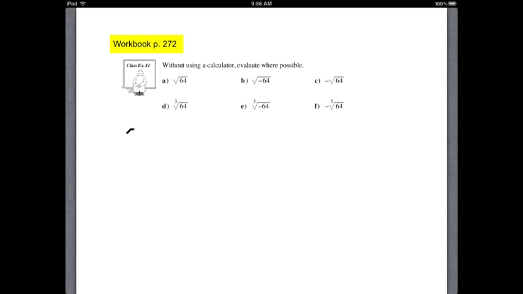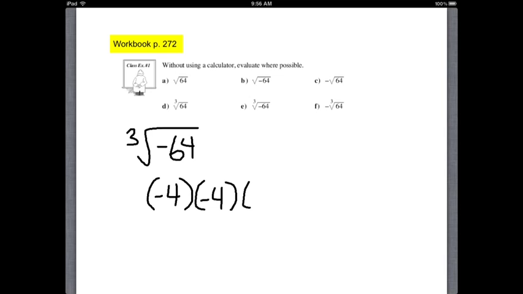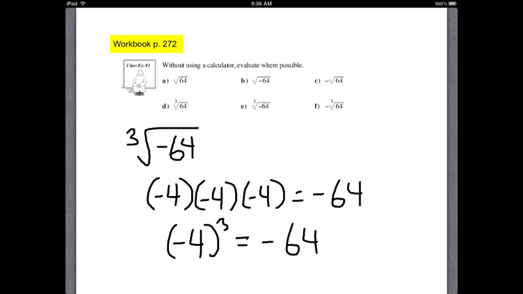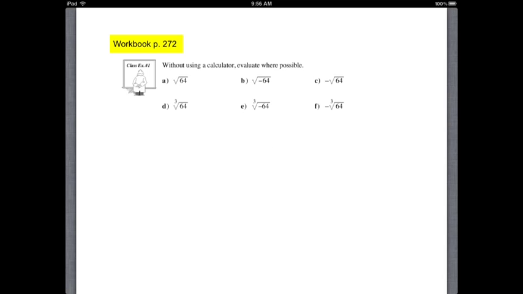Alright, so for E, the cubed root of negative 64, we know that negative 4 times negative 4 times negative 4 should equal negative 64. This is the same as saying negative 4 to the power of 3. So, when you take the cubed root of negative 64, that's going to be negative 4. That's perfectly valid. Last but not least, we have the cubed root of 64 with a negative on the outside.